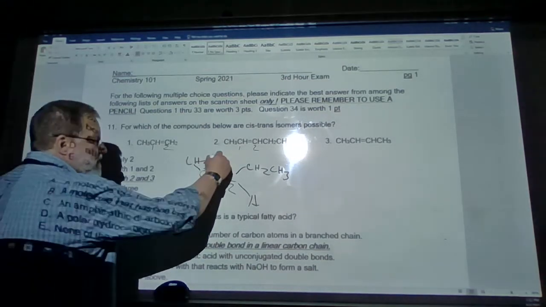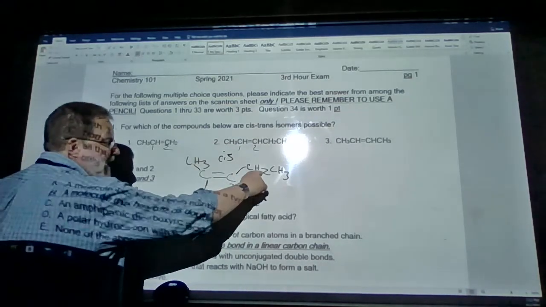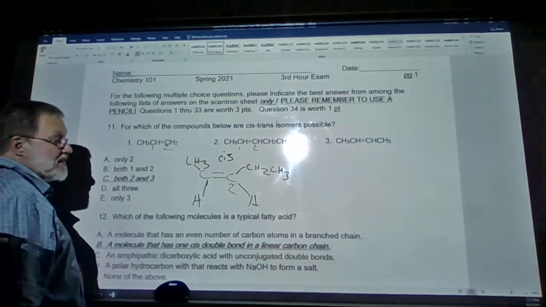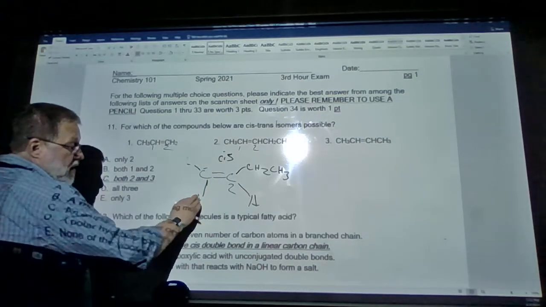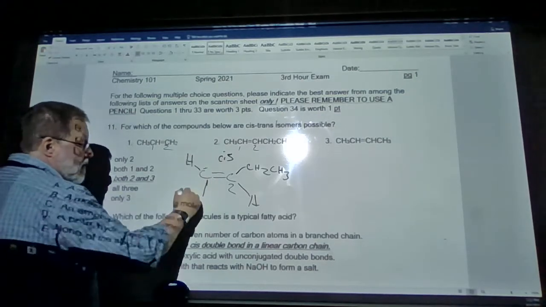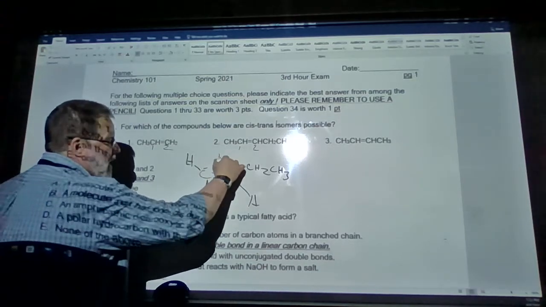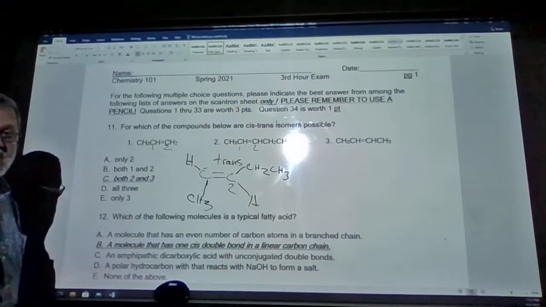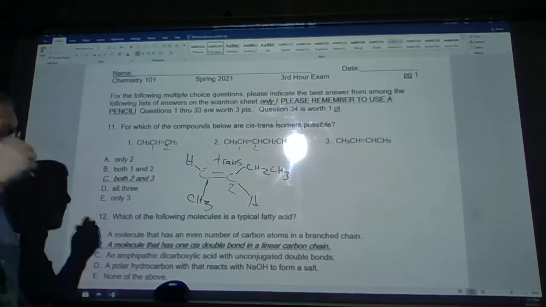This is the cis isomer. CH3 and the CH2CH3 are on the same side of the double bond. If we flip and put the hydrogen here and the CH3 here, these are trans to one another. So compound 2 has cis-trans isomers possible.